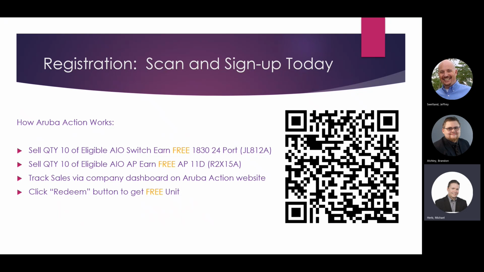And the way these sales are tracked is via the company dashboard and the Aruba Action website. So there's really nothing that you have to do. It is taken care of for you. And when you log into that website from time to time and take a look and see how you're doing, if you see a button that says redeem, be sure to click on it and you will be able to get a free unit sent to you of either the switches, either the 1830 switch or the AP11D.